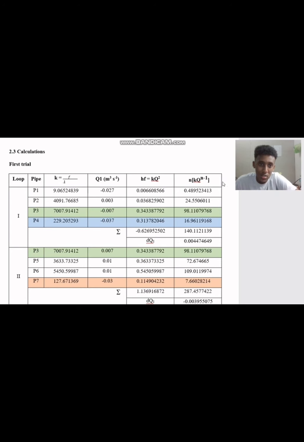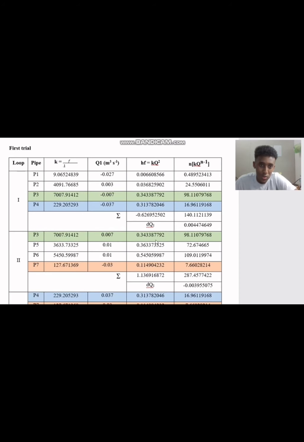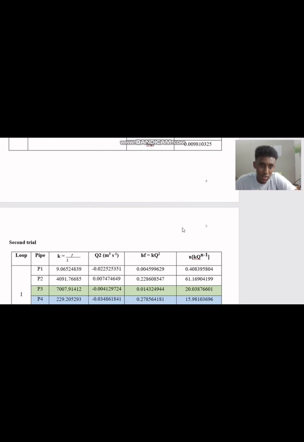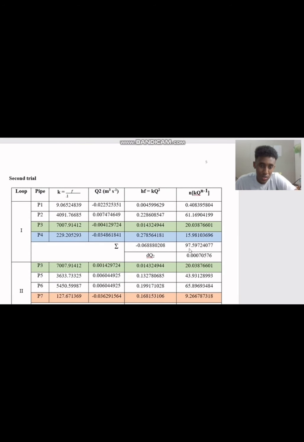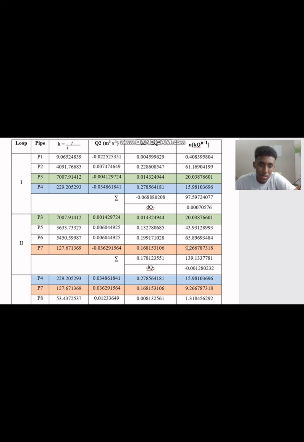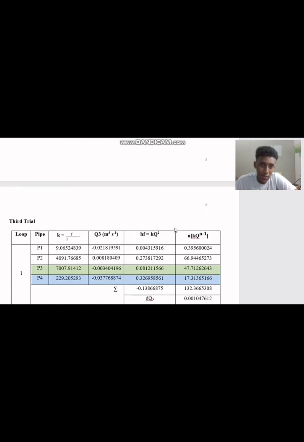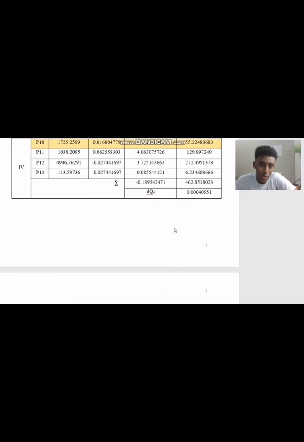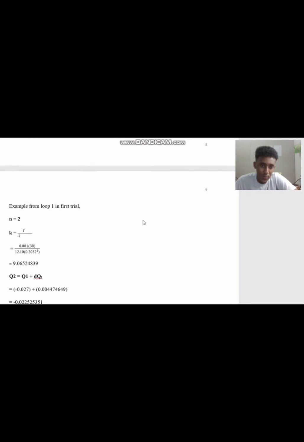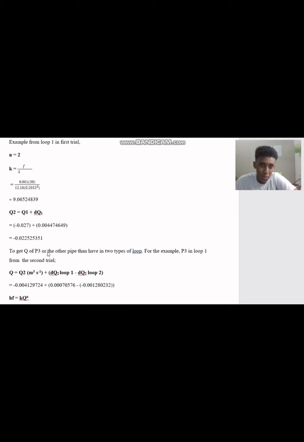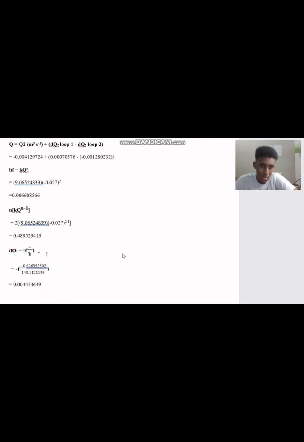As we can see here in the first trial, using all of that, we found in loop 1 0.004 and in loop 2 0.003, and in the second trial 0.007 in loop 1 and for loop 2 negative 0.001. And also we have here an example of loop 1 of the first trial of the calculation. We have here the Q of P3 for the pipe. We have two types of loop, and here we found it was 0.004.